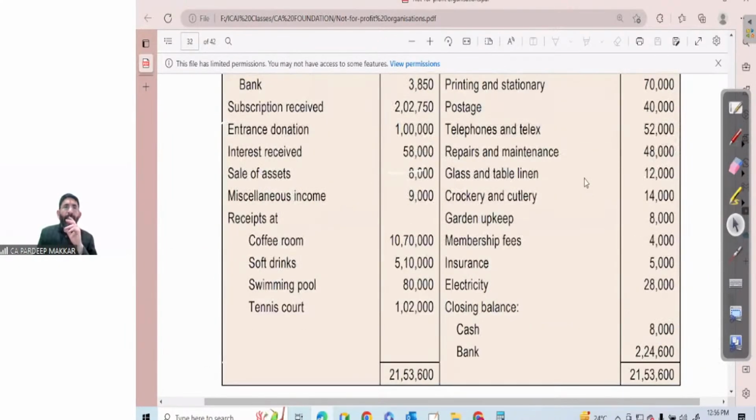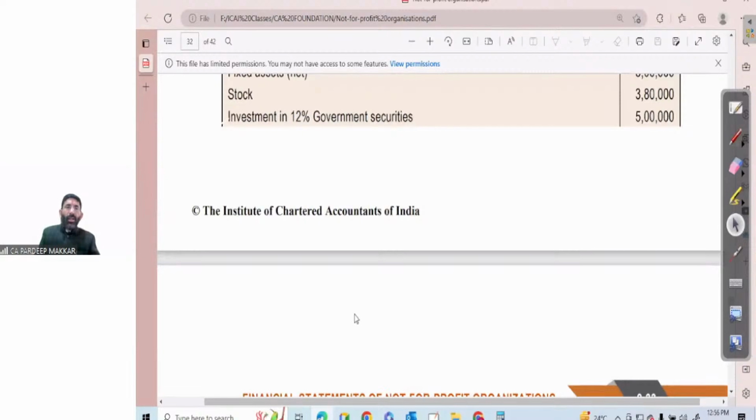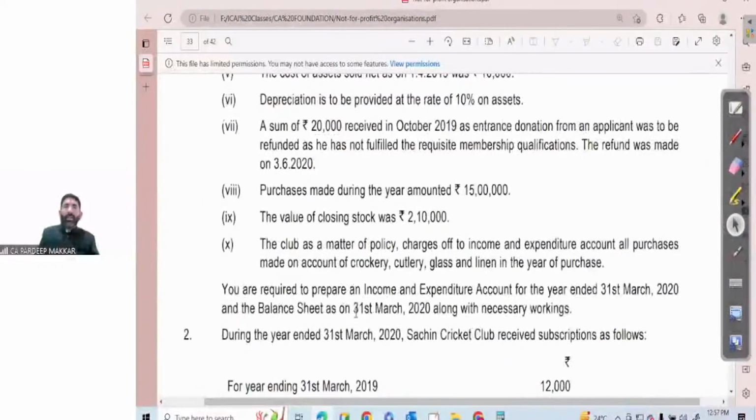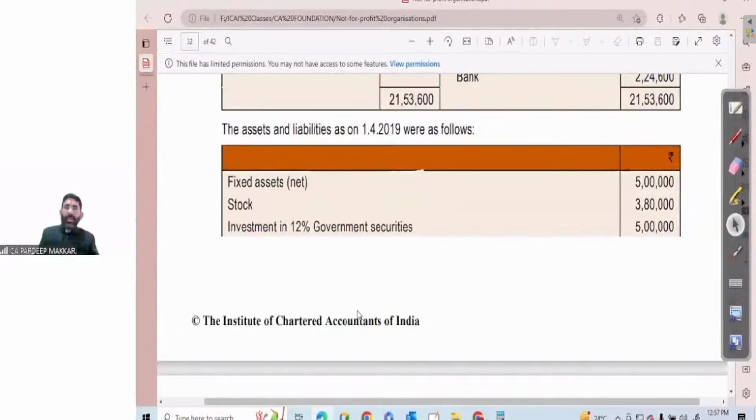Coming to next, that is interest received 58,000. For that, is there any point given to you? Yes, investment at 12% given to you. Obviously, interest is received on investments. Okay, in addition to this, is there any point given regarding interest? No, nothing is given regarding interest. So you must check, is there any hidden adjustment given to you?